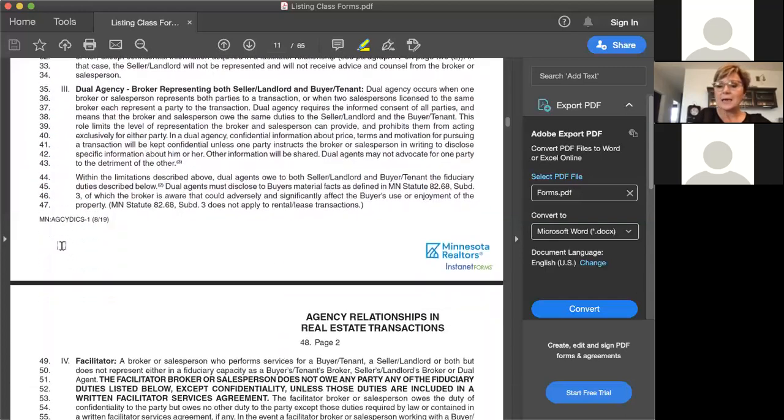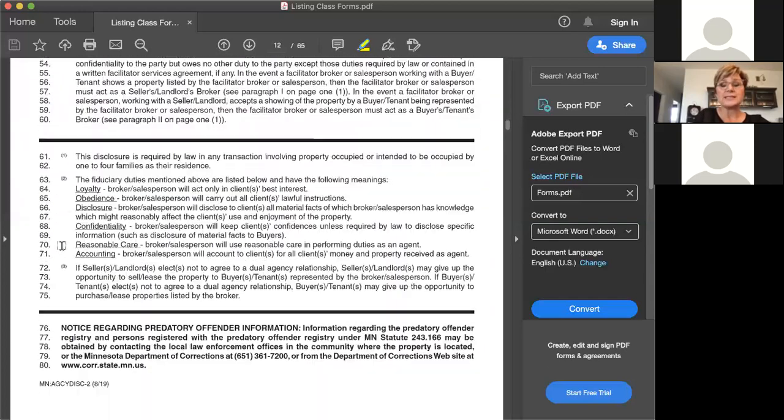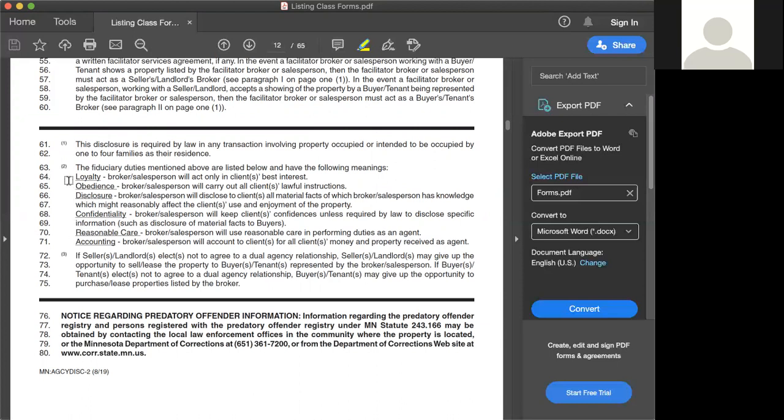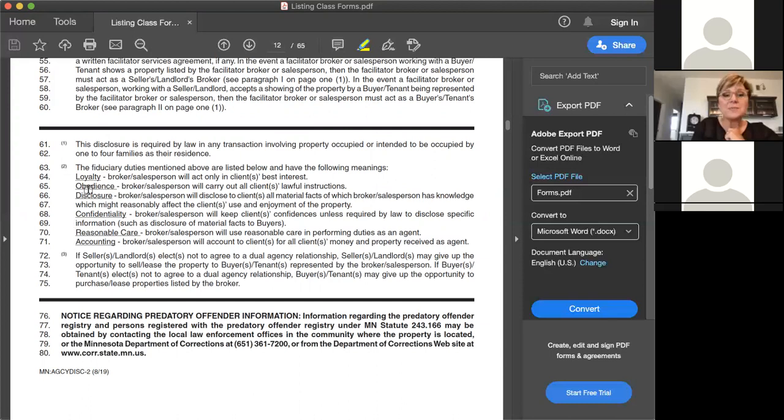So then I go back to page 2 and I say, so, when you hire me, again, embedded command, when you hire me, I'm going to provide you all of these fiduciary responsibilities. I'm going to be loyal to your best interests at all times, even above my own. I am going to be obedient to what you would like me to do during this transaction and carry out all of those wishes as long as they're lawful.